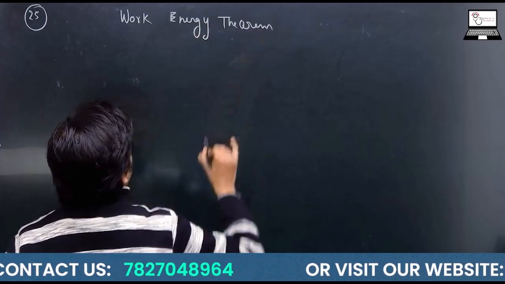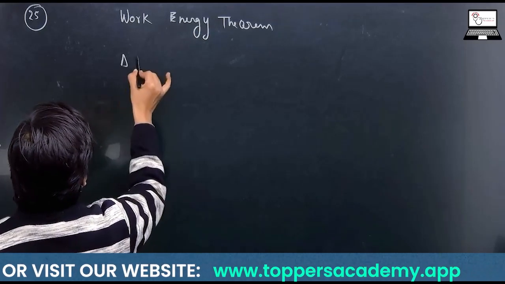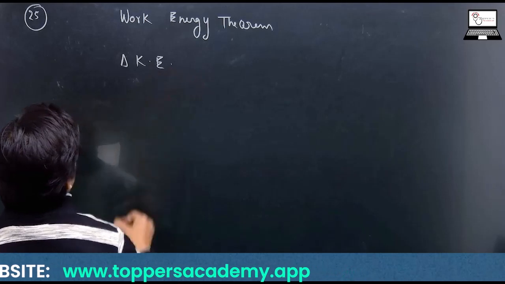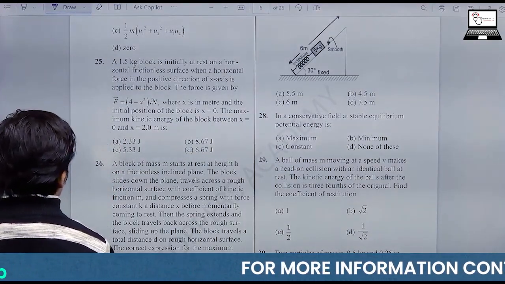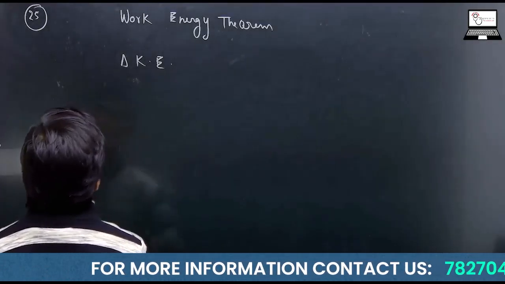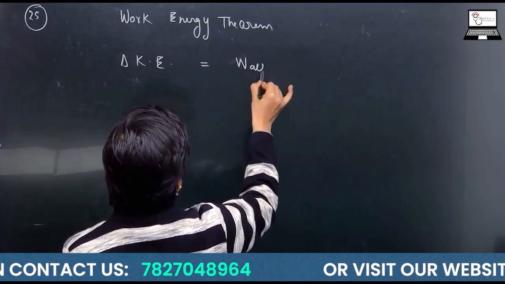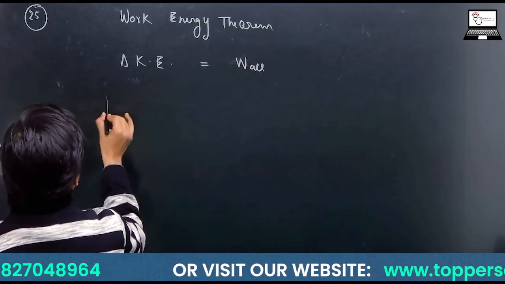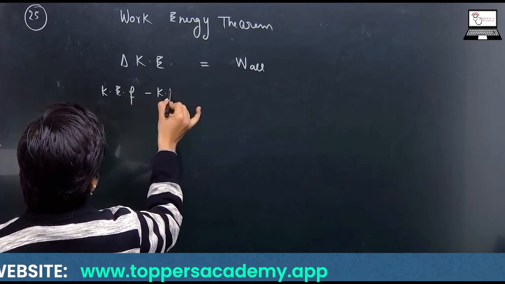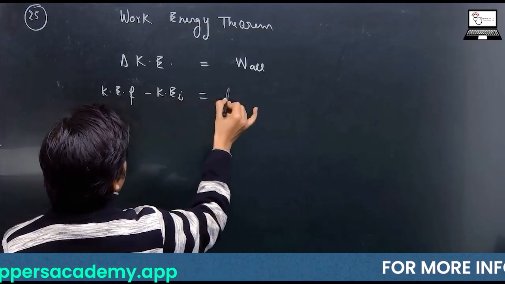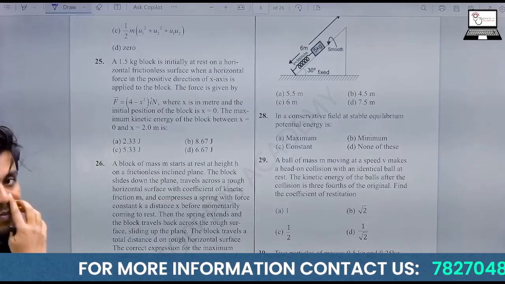Work energy theorem. And what is that? That theorem says change in kinetic energy is equal to work done by all the forces. Now what is change in kinetic energy? Kinetic energy final minus kinetic energy initial, that is equal to work done by all the forces.